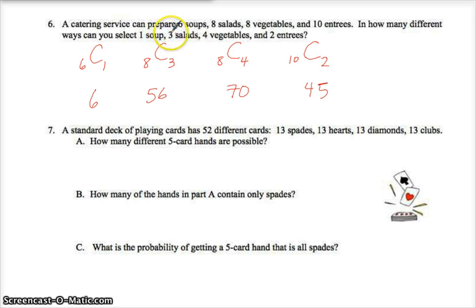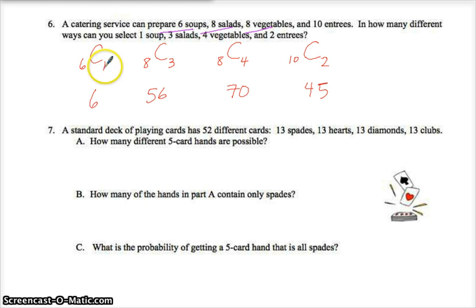So the order of the salads, it doesn't matter. You're just choosing 3 of the salads out of the 8. The order of the vegetables, it doesn't matter. You're choosing 4 of the 8 vegetables. So all of those are combinations. But notice the categories. Soups have to go with soups. Salads have to go with salads. Vegetables have to go with vegetables.